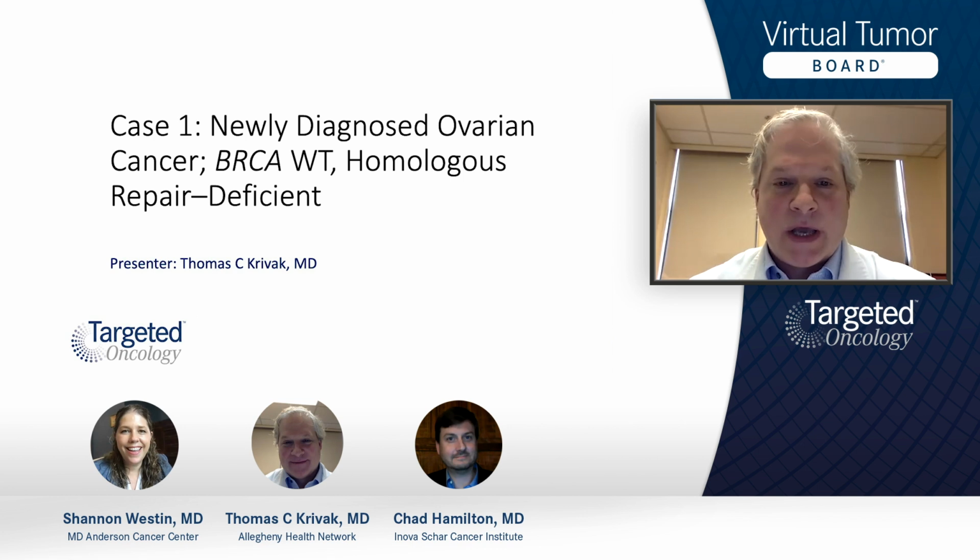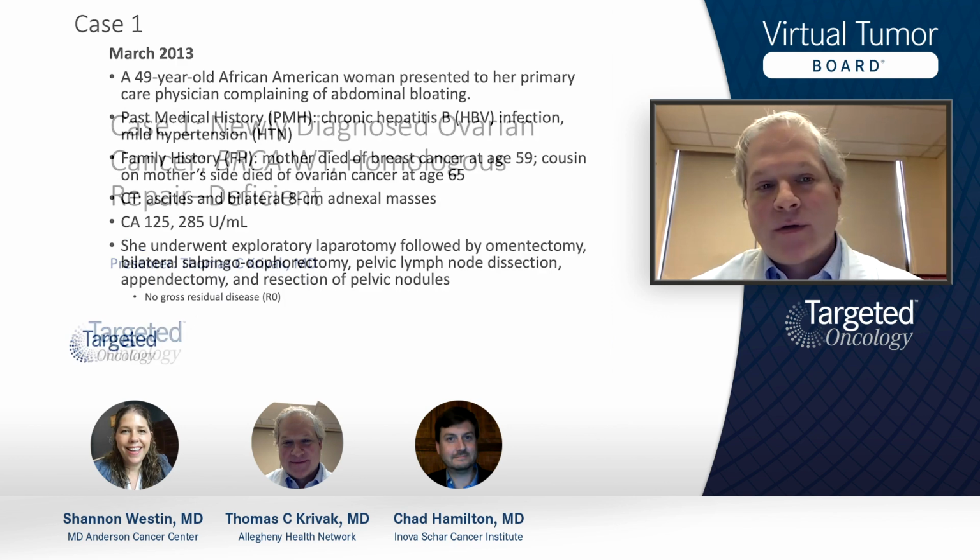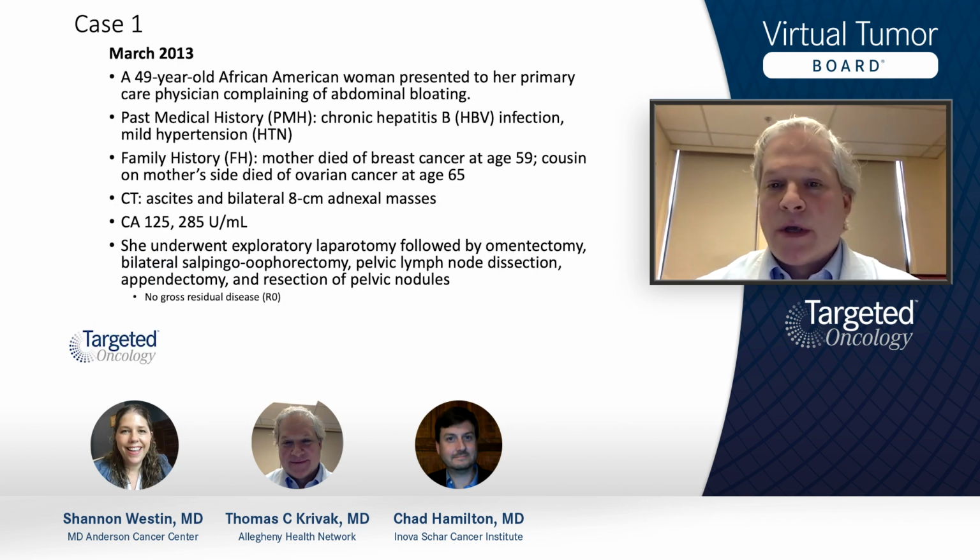So we're going to talk about a case: a newly diagnosed ovarian cancer patient, BRCA wild type, HR deficient. This patient is a 49-year-young woman. She's African American. She has a chronic hepatitis B infection and mild hypertension. Mother died of breast cancer, and mother's side of the family had ovarian cancer at age 65. CT scan shows ascites and a bilateral adnexal mass of 8 centimeters. She has an elevated CA-125 of 285.